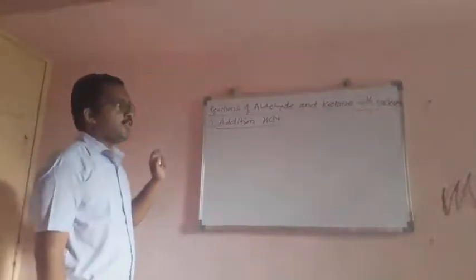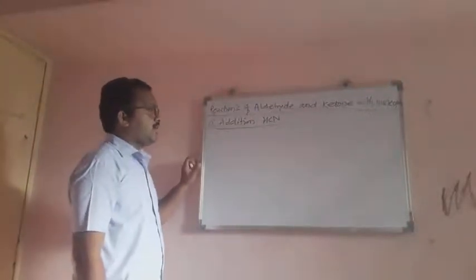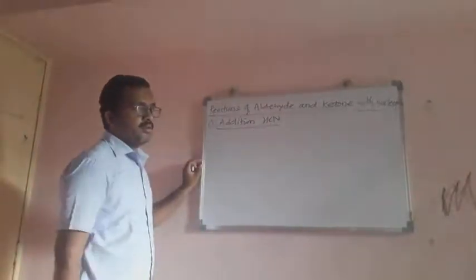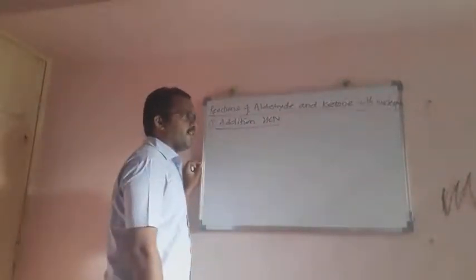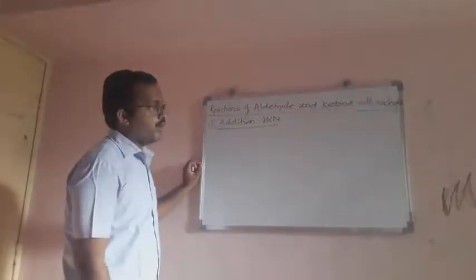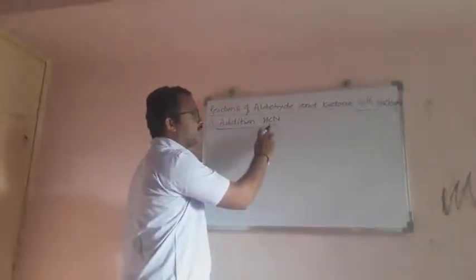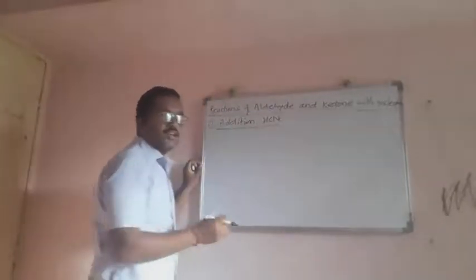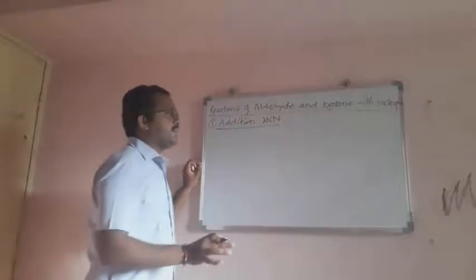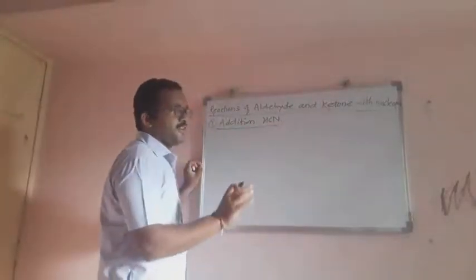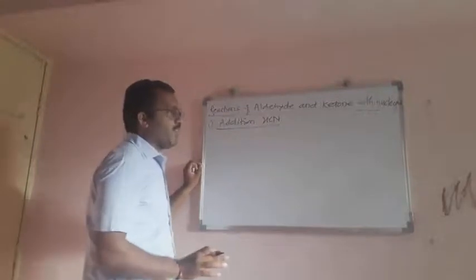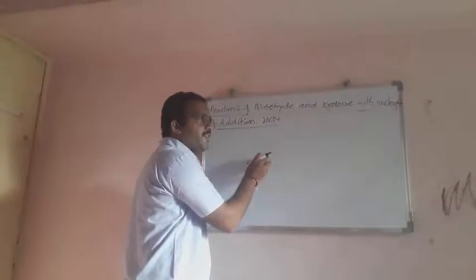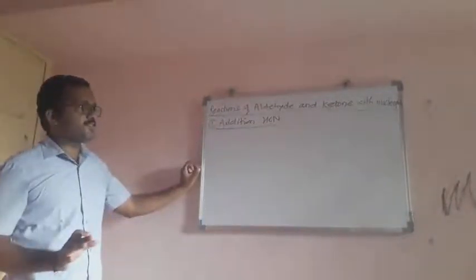When aldehydes are reacted with hydrogen cyanide to give the corresponding cyanohydrin, the negative part of this reagent gets added to the carbonyl carbon of the aldehyde and forms the corresponding cyanohydrin. In this reaction, dilute acid or dilute base is used as a catalyst.